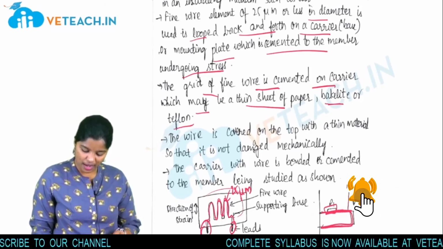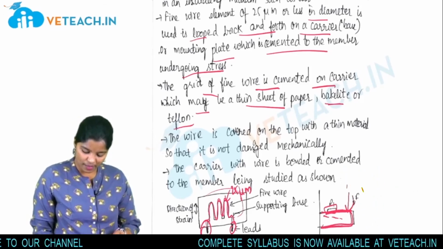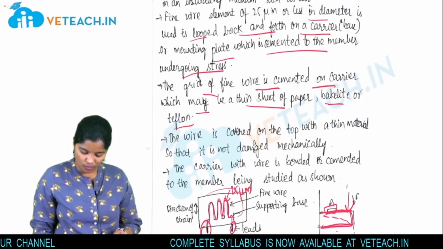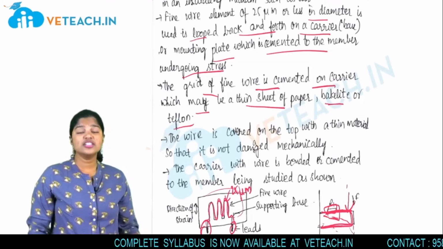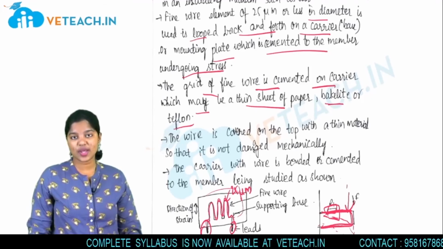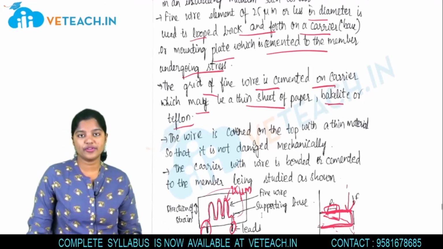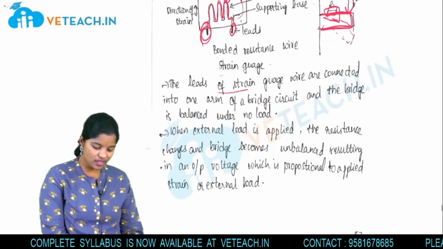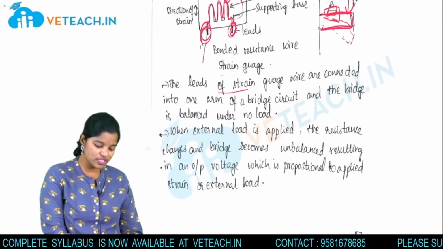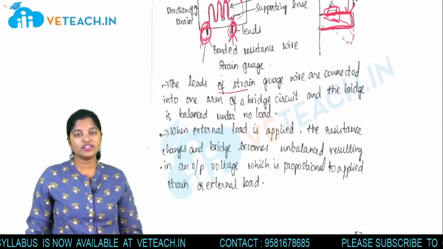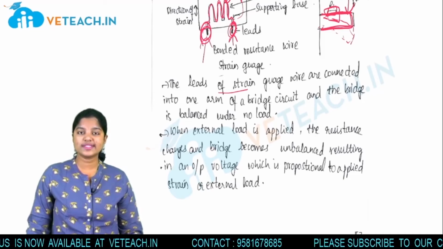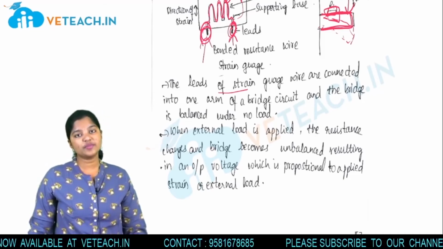So, in this bar I am applying some force F. What will happen? It will move somewhat downwards. Whenever it is deforming its shape, the strain gauge senses that change and the corresponding output is produced. The leads of the strain gauge wire are connected to one arm of the bridge. So, these are the leads. These are connected to one arm of the bridge. So, whenever there is a change in resistance, it will be sensed by the bridge and output is produced.